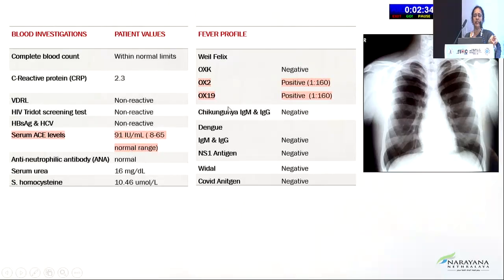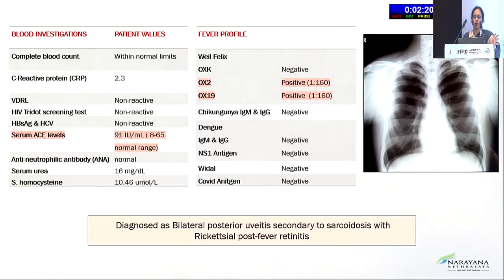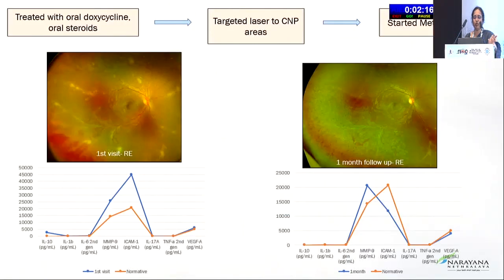In addition to that, OX2 and OX19 were also positive on Weil-Felix, suggestive of a rickettsial infection, which correlates well with the clinical findings of focal retinitis in the left eye with candlewax drippings in both eyes. So we made the diagnosis of posterior uveitis secondary to sarcoidosis with rickettsial post-fever retinitis. We treated the patient with doxycycline and oral steroids, and did targeted laser photocoagulation for the capillary non-perfusion areas.